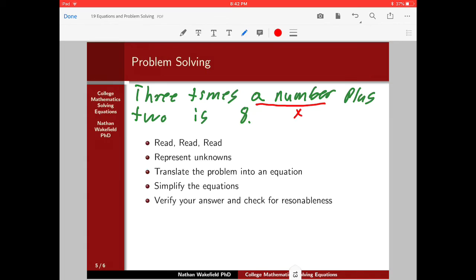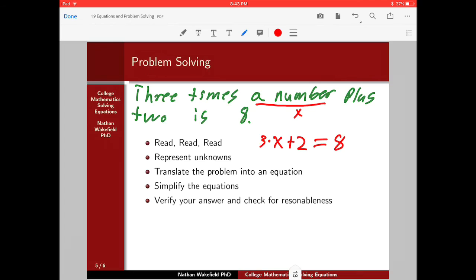Finally, I want to translate the problem into an equation. So I have 3 times a number, plus 2, equals 8, or is 8. Is and equals are sort of synonymous, so we're going to go ahead and write equals 8.